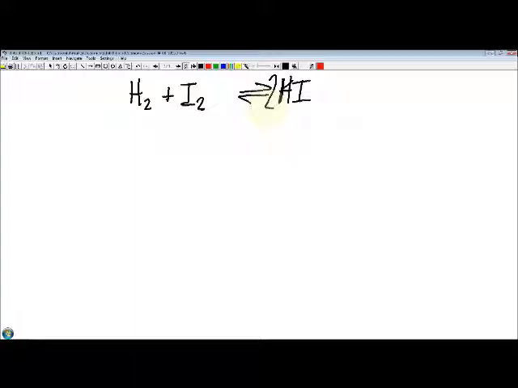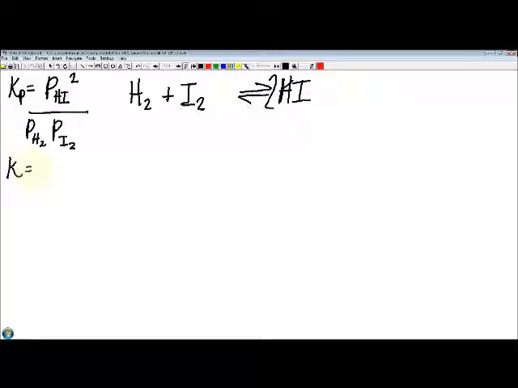Step 2, we need to write the equilibrium expression. So because we're dealing with pressures, it's really going to be a Kp this time, and that's okay, because we're going to plug pressures into our equation. So it's products over reactants, so it's the pressure of the HI, and it's squared because there's a coefficient of 2 in front, over the pressure of H2 times the pressure of I2.